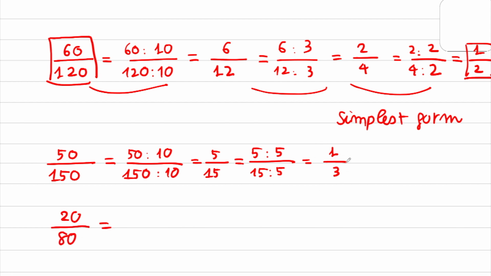About 20 over 80? This one cannot be simplified more. So this one I call the simplest form. 1 over 2 is the simplest form. I cannot make a simpler or smaller fraction.